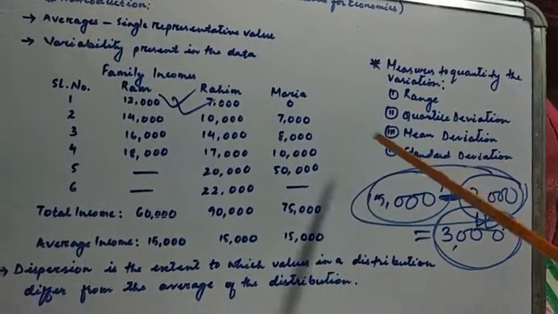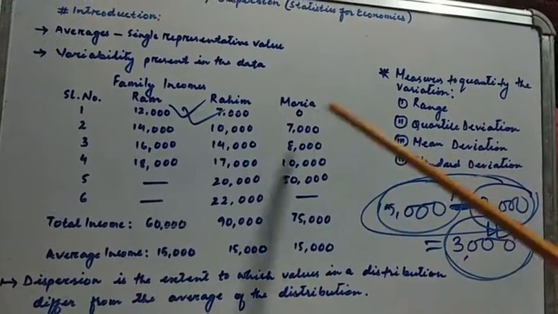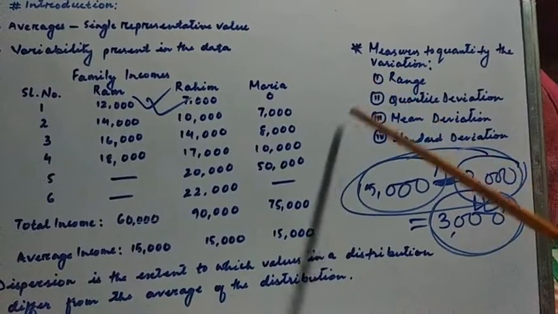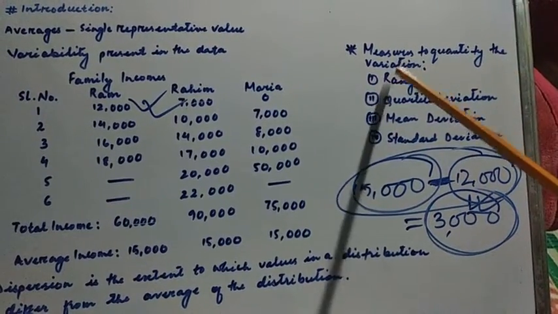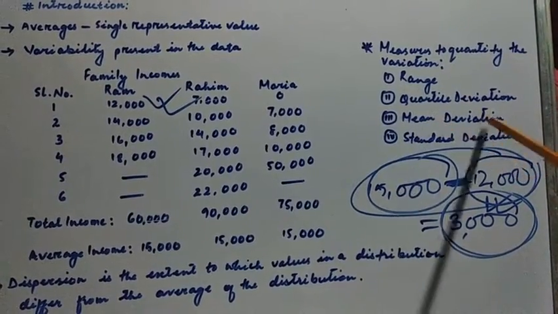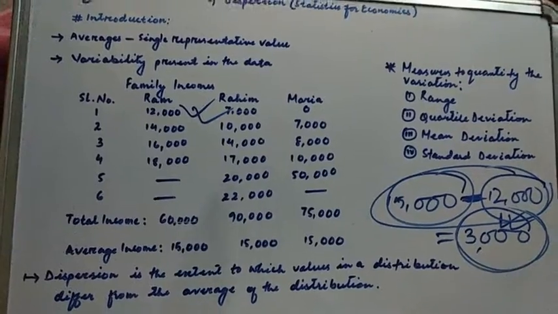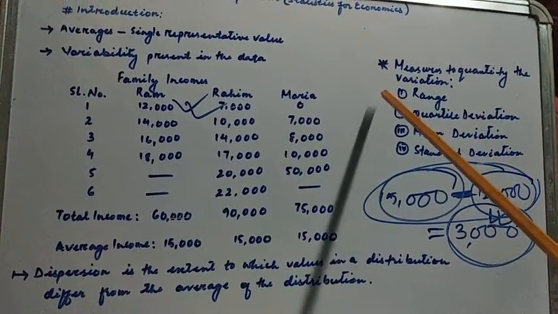Variability is taken into consideration when it comes to measures of dispersion. In order to quantify the variation present in the data, we have 4 measures: range, quartile deviation, mean deviation, and standard deviation. We are going to discuss them one by one.